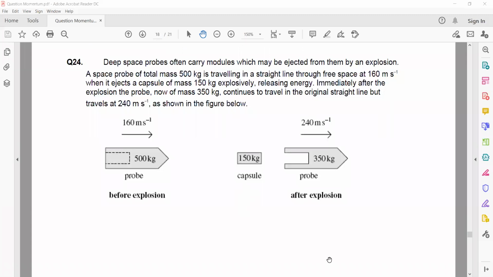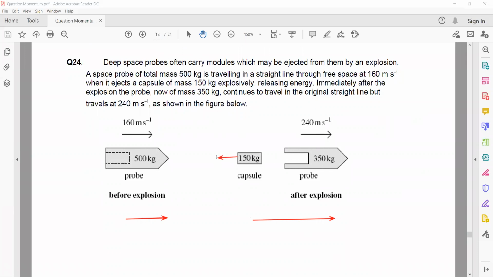So what is the direction of the initial momentum? The direction of the initial momentum is towards the right hand side. So what should be the direction of the final resultant momentum? That should also be towards the right hand side. So what happened when there is an explosion?